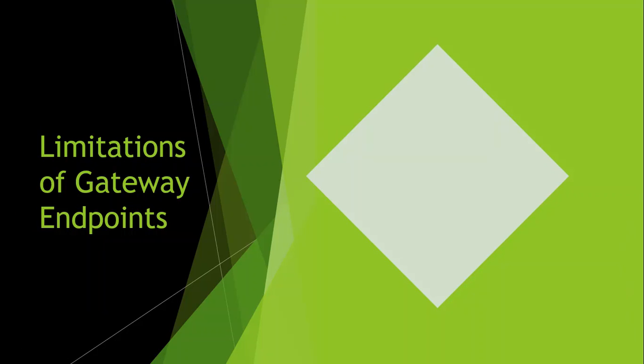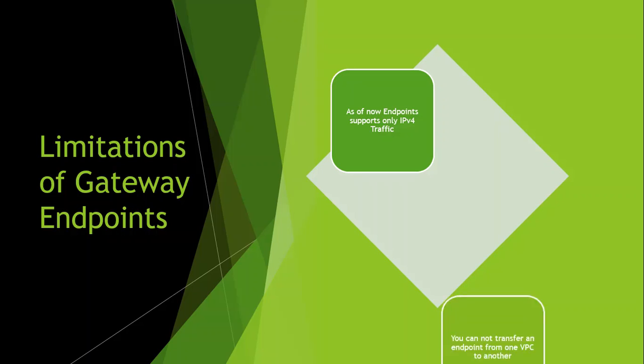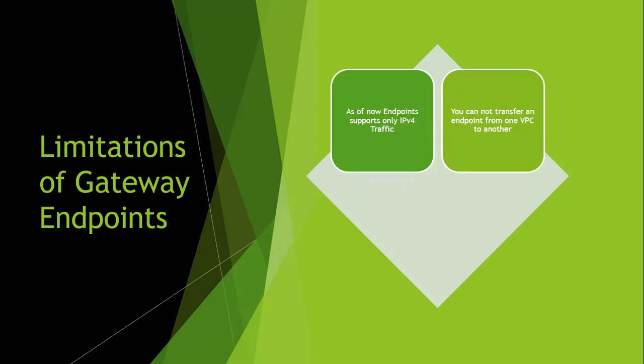Moving ahead, there are certain limitations of gateway endpoints, or endpoints, as of now from AWS. The first is that endpoints at this point in time support only IP version 4 traffic, so not IP version 6. You cannot transfer an endpoint from one VPC to another, so it has to be used within the same VPC. Endpoints are supported within the same region only. You cannot use your endpoints to access a service which is in a different region.